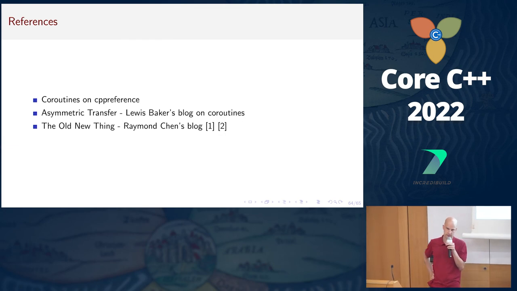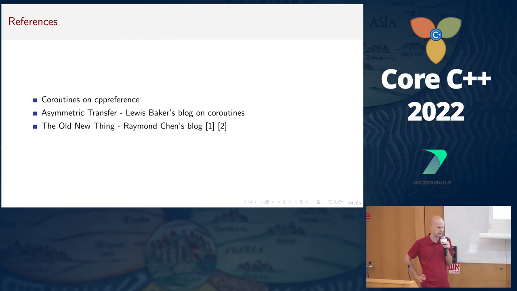Where's the awaitable stored? So the awaitable is a local variable inside the coroutine, right? It's an object that gets created and then gets passed to the co-await. So the same as all the other local variables in the coroutine, it lives in this magical coroutine frame that the compiler generates. So this is where all of the state of the function lives, that's where also the awaitable lives.